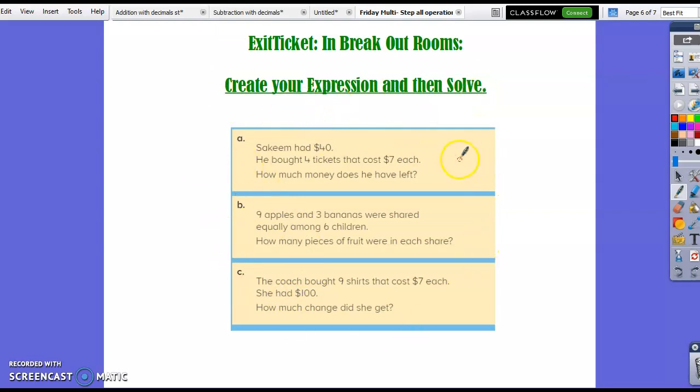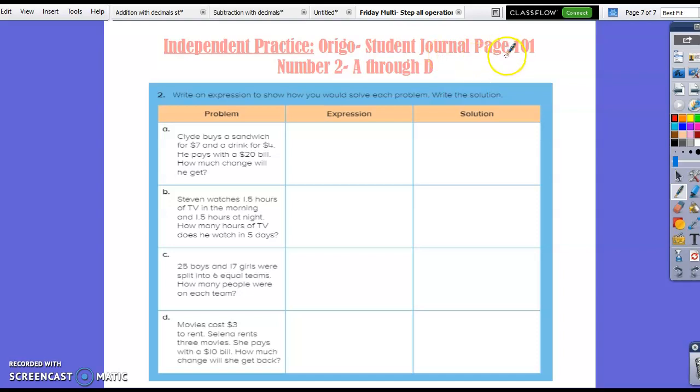So that is the very first part. Then your exit ticket is completed and you will go to your independent work, which is also 4 questions. It is on page 101 in your student journal. On Orgo, it is number 2, A through D. You will create your expression and then you will solve or find the solution. There is room to work inside of your books. There are 4 problems that you will be able to do, and then you will have your answers inside the solution part. If you have your workbooks, it makes it much easier to be able to do it.